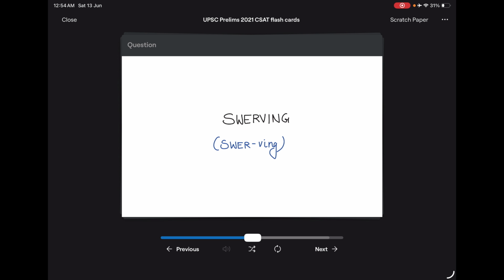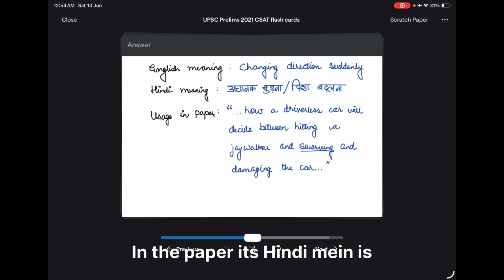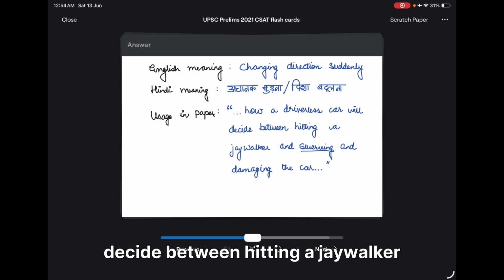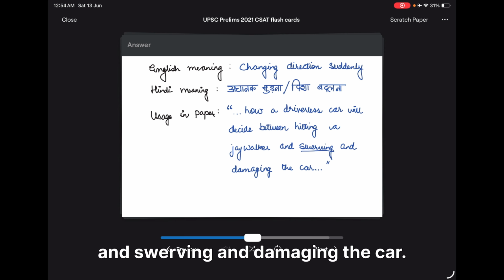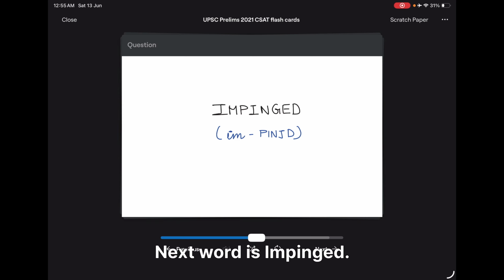Next, we have swerving. Swerving means changing direction suddenly. In the paper, its Hindi meaning is अचानक मुड़ना या दिशा बदलना. In the paper, it was used as how a driverless car will decide between hitting a jaywalker and swerving and damaging the car.